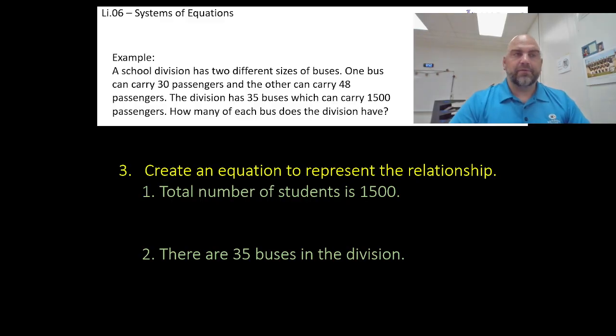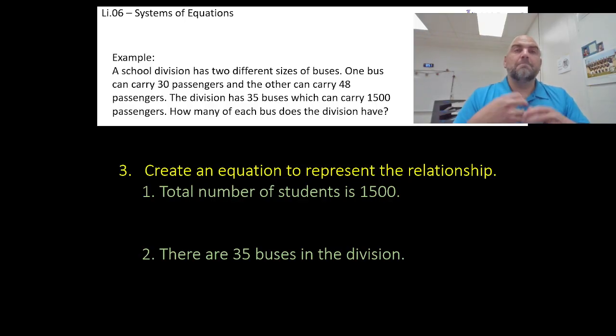There are a number of different solutions to the second one, but of those solutions, only one of them is going to work for both. As a little bit of an example, let's say that there's 35 buses in the division. Well, you might say that there are 30 large buses and 5 small buses. That works, right? 30 plus 5 is 35. So that could be a possible solution.